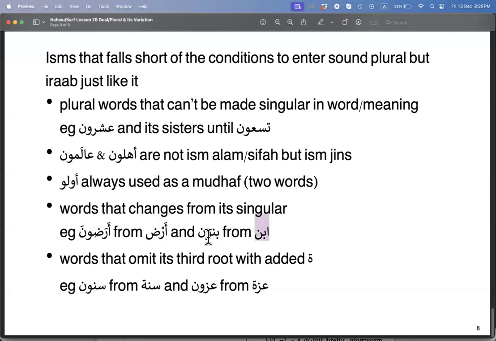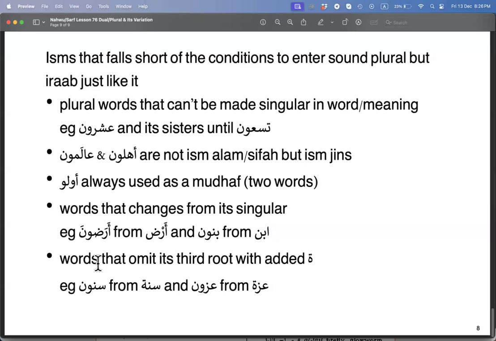Even you can get it like banun, like children. But then even the singular is not from bin, right? It's not from banu without the una or something like that. So the singular is like this, totally changed from the singular. So again, these two words are also mulhaq jamak muzakkar salim.